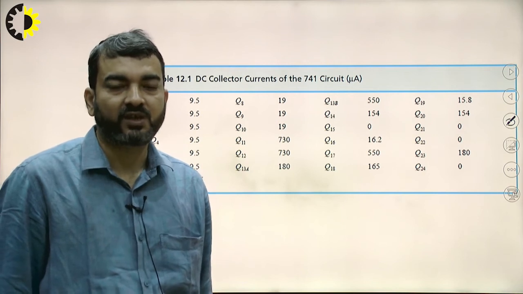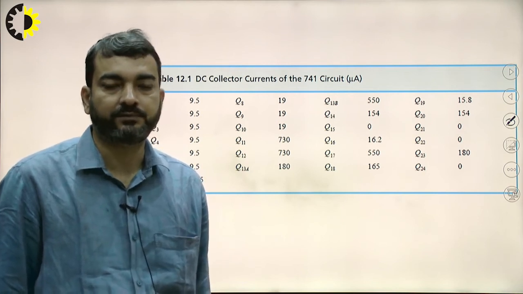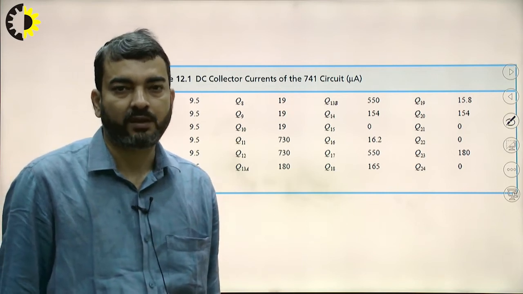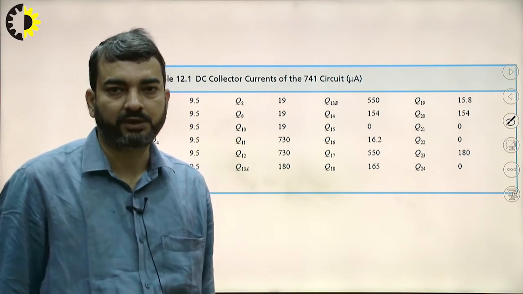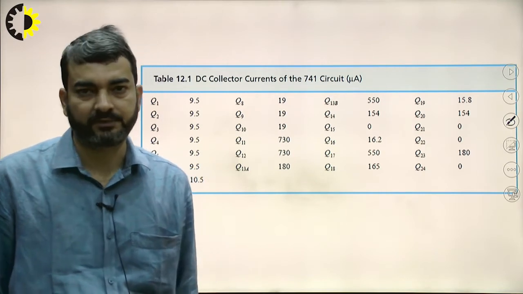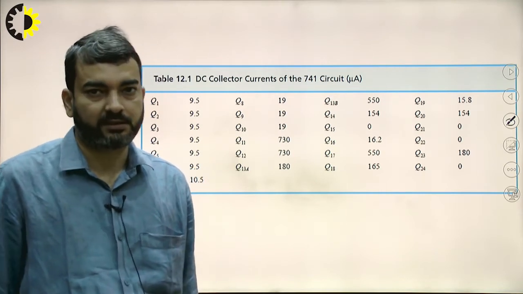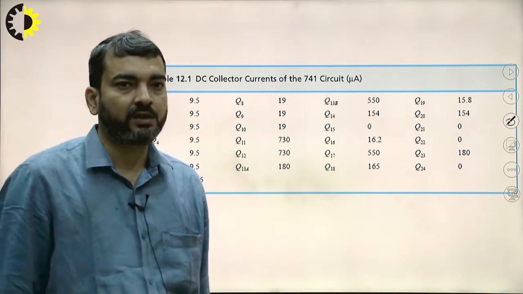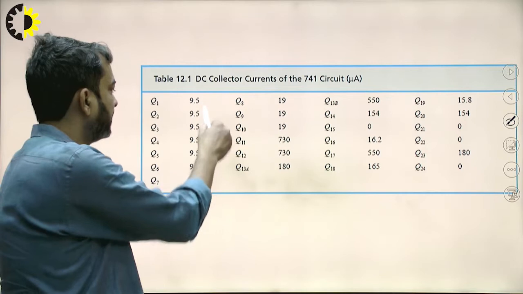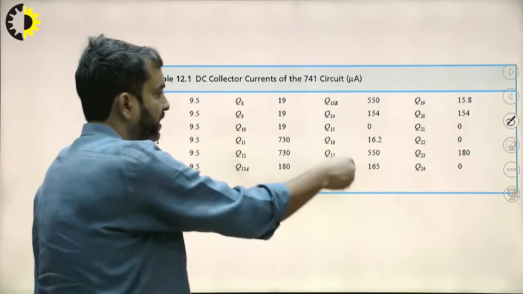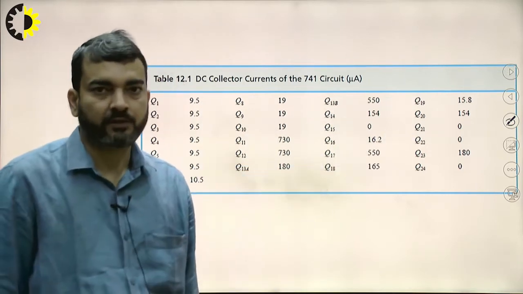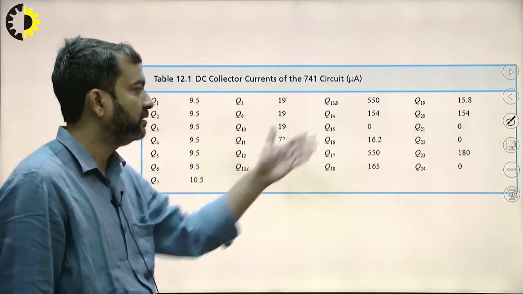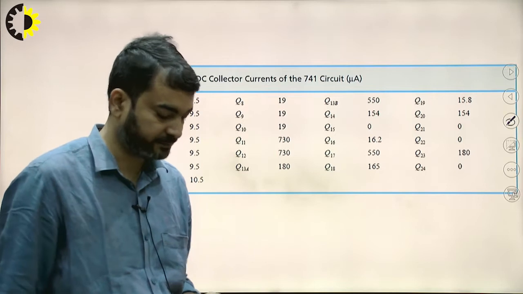In the same way, the emitter resistance, small re, is Vt by I. Vt is the thermal voltage, 25 millivolt at room temperature, and I is the bias current. Again, these currents will be used for calculating all these parameters. So I have mentioned all the currents of different transistors. For getting the different parameter values, we must have an idea of all these bias currents.